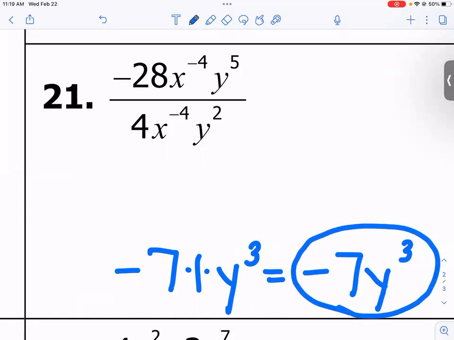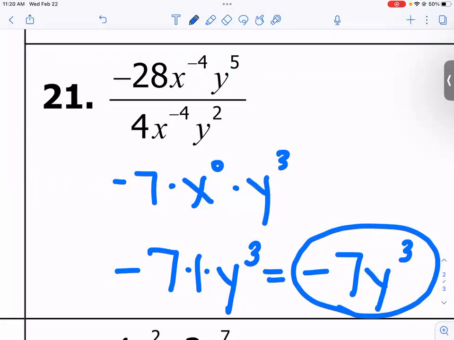Okay, so let's talk about it. We have -7, we have x to the 0, and we have y to the 3rd. Well, we know that anything to the 0 power is 1. So x to the 0 is 1. And -7 times 1 is -7. So what I have circled needs to be your answer.